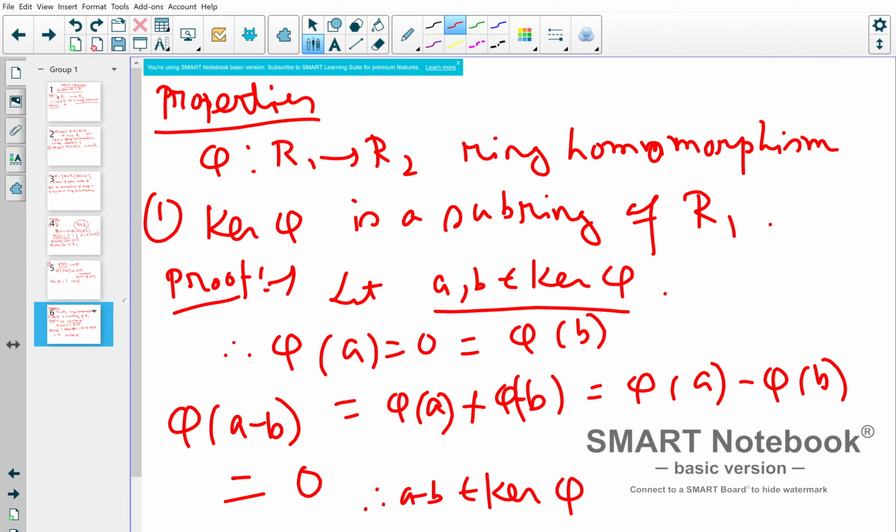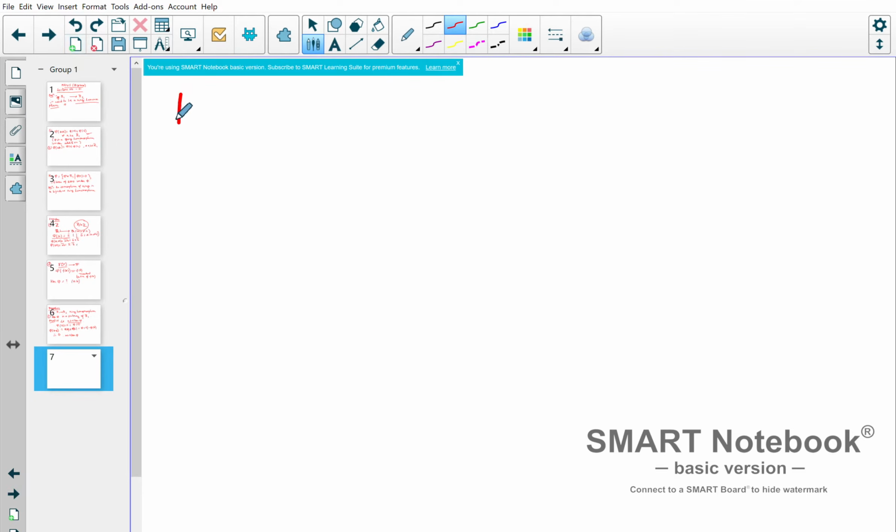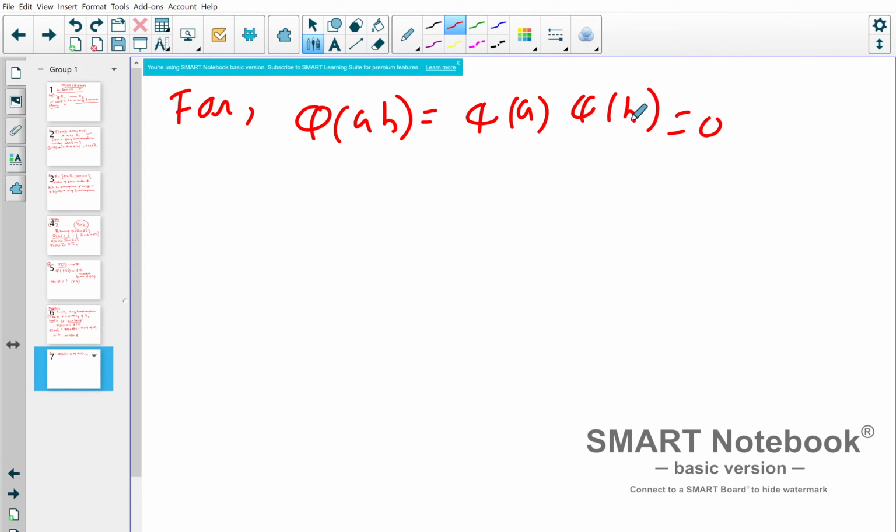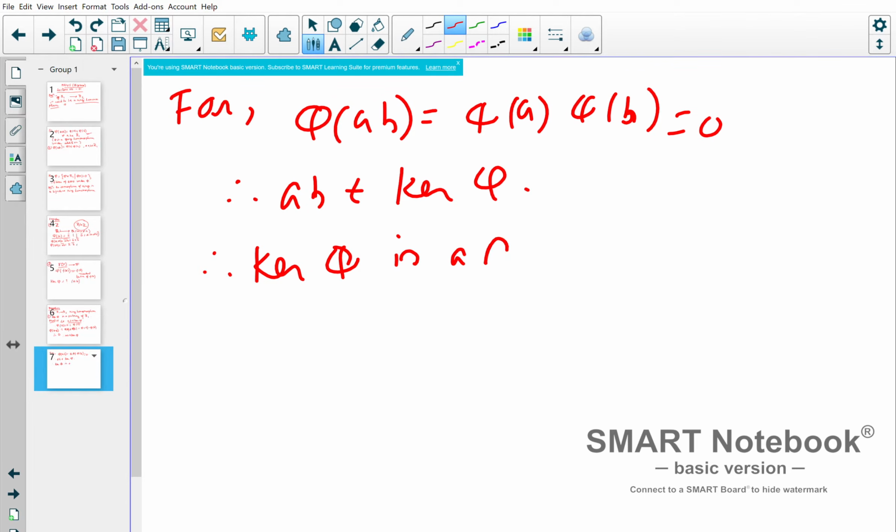And similarly for phi of a times b, you have the property that it is phi of a times phi of b, right? So phi of a times phi of b is also 0 because phi of both is 0. So ab belongs to the kernel of phi. So what does that mean? You just know that the kernel of a homomorphism is a subring of R1.